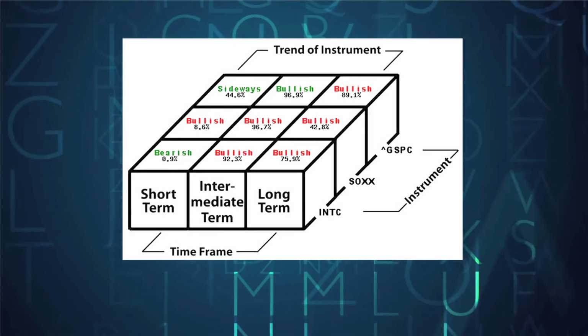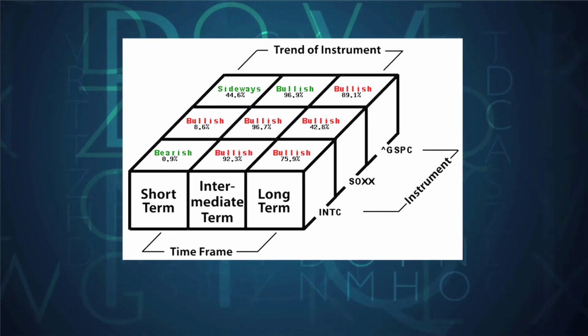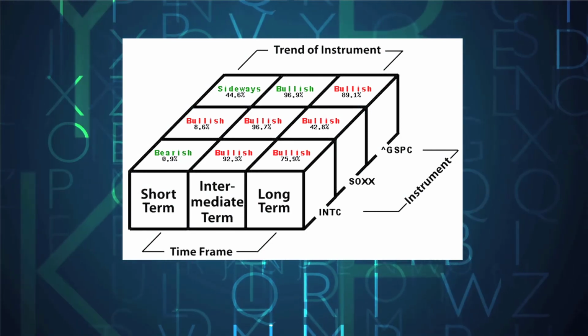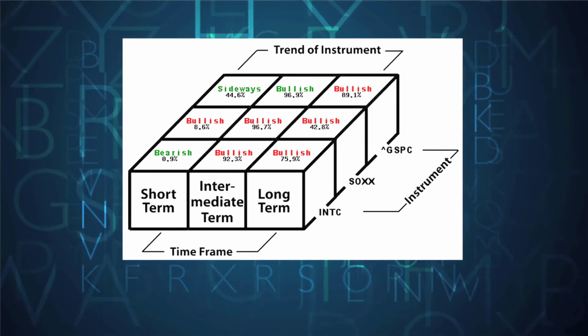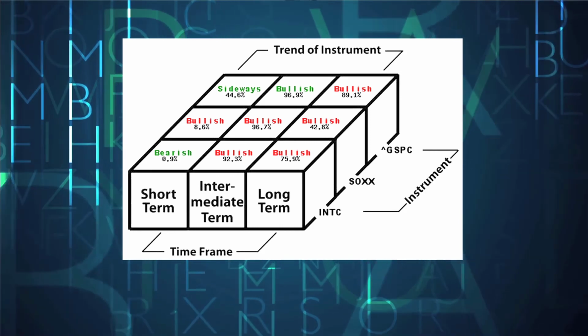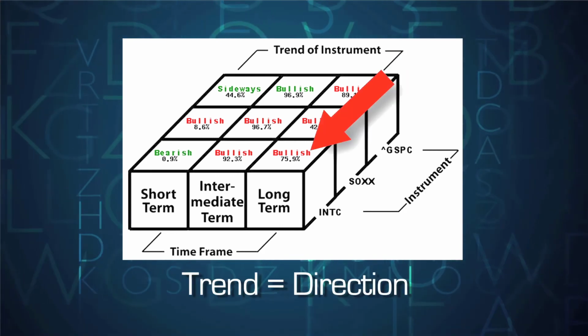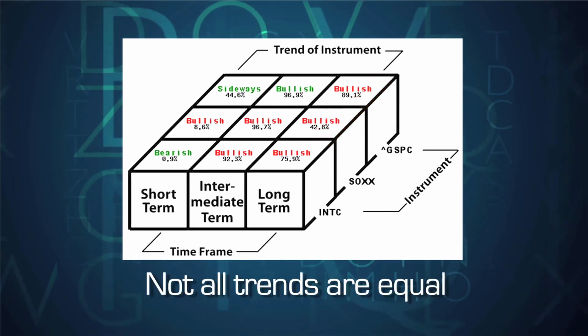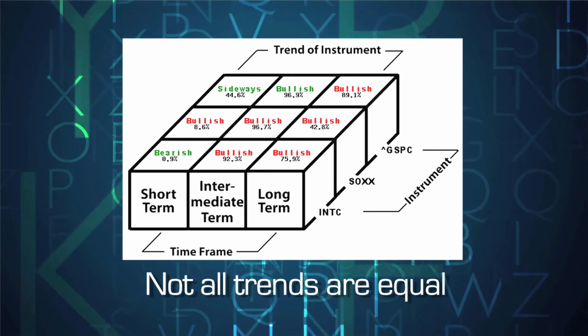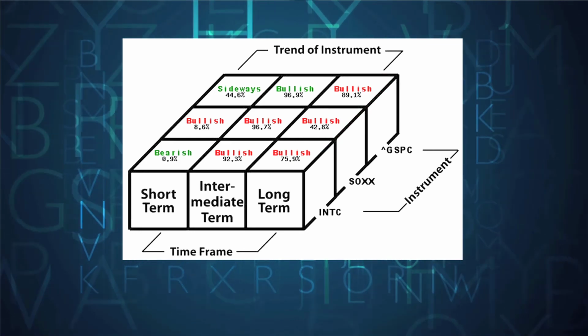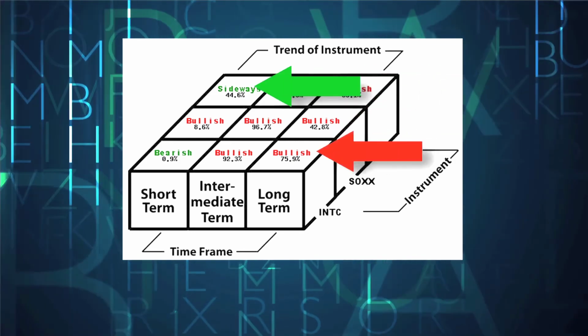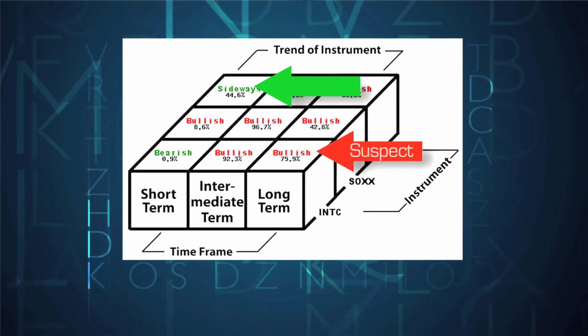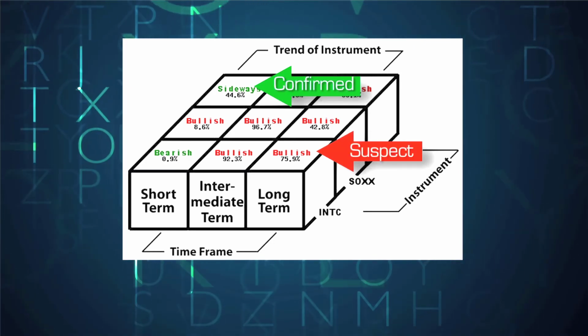Let's consider trend first. A tool I created for visualizing trend is called the Trading Cube, which highlights all key trend characteristics. For example, trend provides direction, which tells you which way to be positioned. Not all trends are created equal. Some are weak, some are strong, and we denote this on the Trading Cube with red and green characteristics, where red is suspect, green is confirmed.